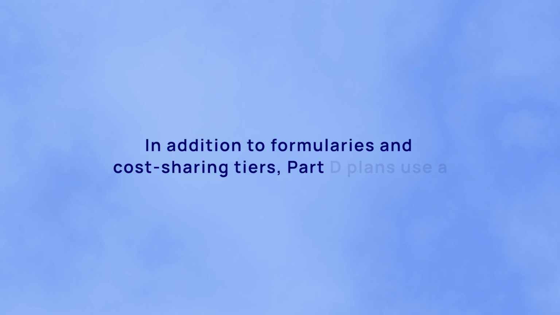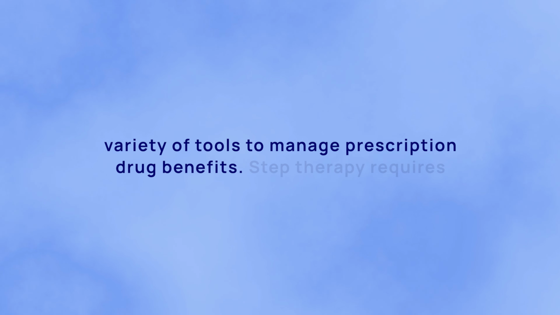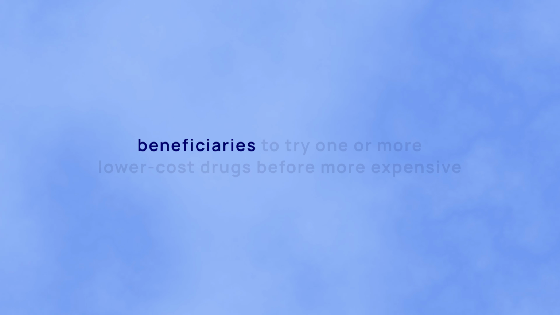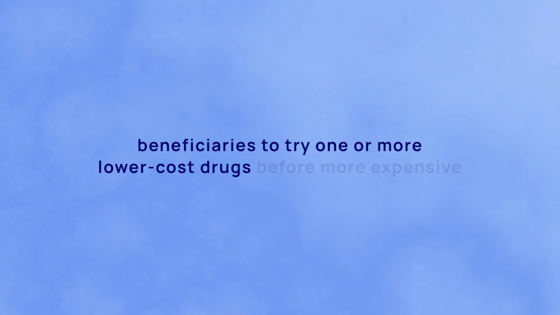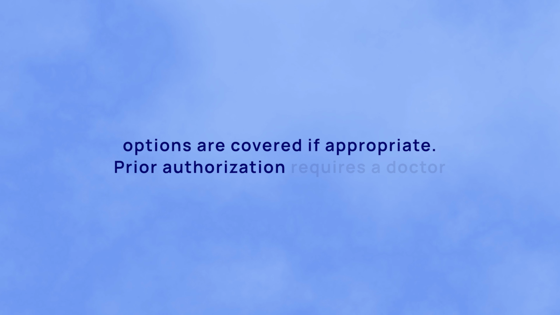In addition to formularies and cost-sharing tiers, Part D plans use a variety of tools to manage prescription drug benefits. Step therapy requires beneficiaries to try one or more lower-cost drugs before more expensive options are covered, if appropriate. Prior authorization requires a doctor to request approval from the plan before a drug will be covered, demonstrating that it is medically necessary. Quantity limits may be applied to certain medications for safety or cost reasons, restricting the amount covered over a specified time period.